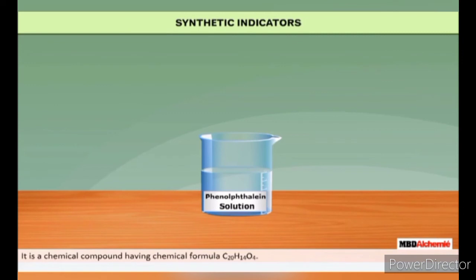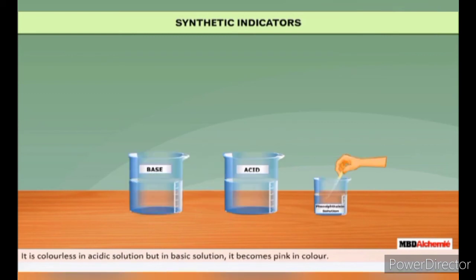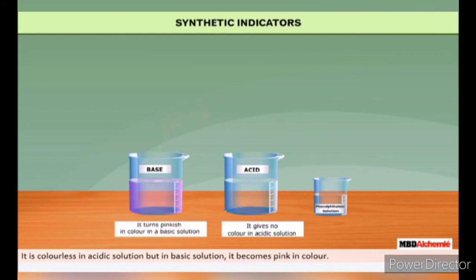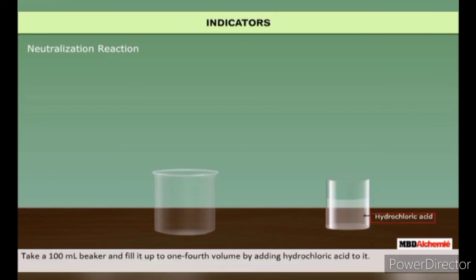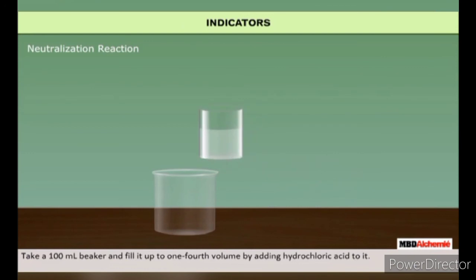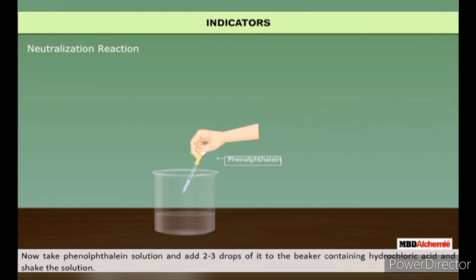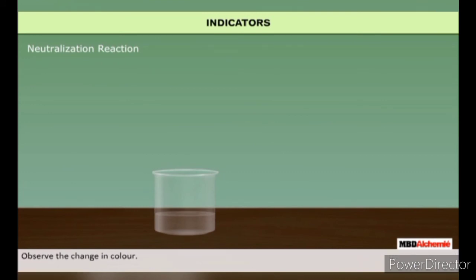Phenolphthalein. It is a chemical compound having chemical formula C20H14O4. It gives no color in acidic solution, but in basic solution gives pink color. Neutralization reaction. Take a 100 milliliter beaker and add 1/4 part of hydrochloric acid to it. Now, take phenolphthalein solution and add 2 to 3 drops of it to the beaker containing hydrochloric acid and shake the solution. Observe the change in color. You will observe that there is no change in the color.